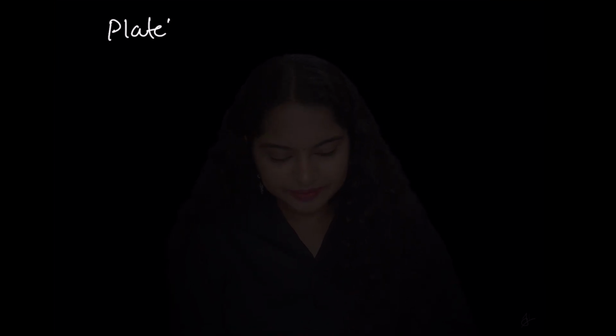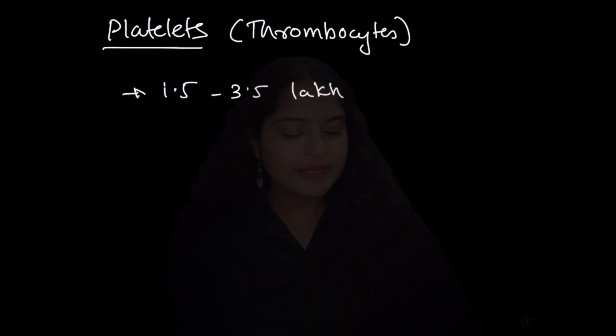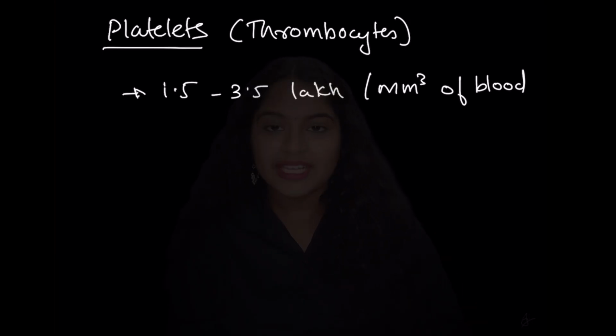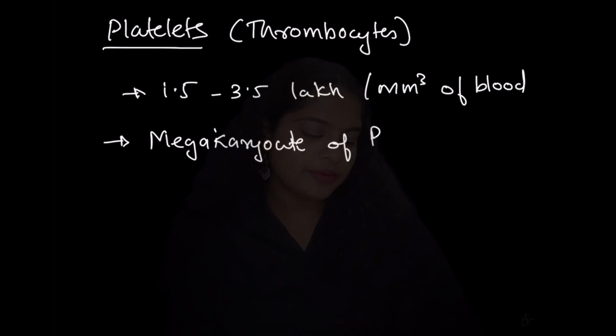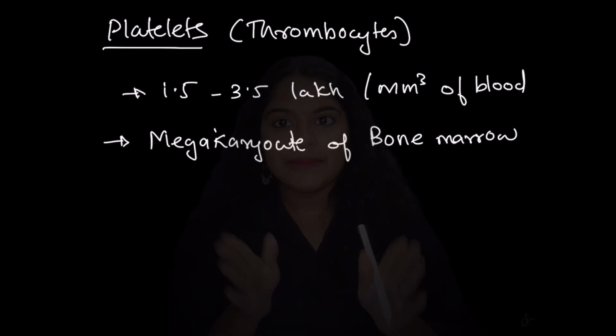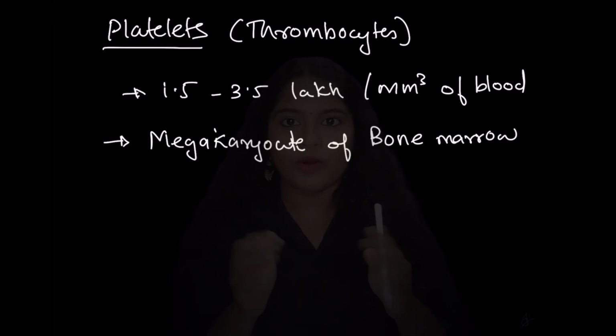So the next formed element is platelets. These platelets are also called the thrombocytes. There are 1.5 to 3.5 lakh platelets per mm cube of blood, and these are formed from the megakaryocyte of bone marrow. Not only platelets, all the types of blood cells, that is RBC, WBC, platelets, are produced from the bone marrow.